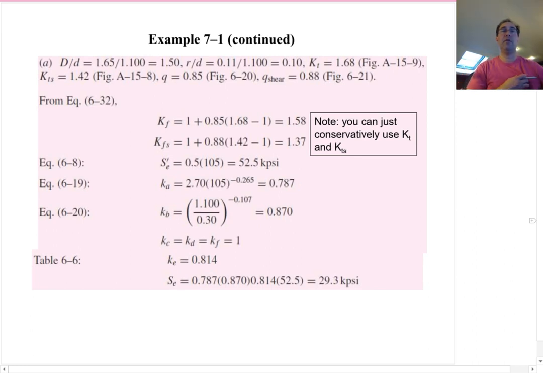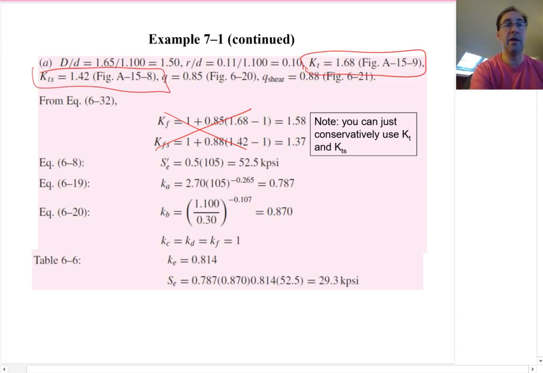So they go through, and the first thing they calculate is K sub f and K sub fs. You're not going to do that. Nope. Just use K sub t and K sub ts. So these K sub t you can get from this figure right here, and K sub ts you can get from here. We don't care about this, and we don't care about q shear. K sub t is always going to be greater than K sub f, and K sub ts is always going to be greater than K sub fs. So just use K sub t and K sub ts. It's conservative to do that.